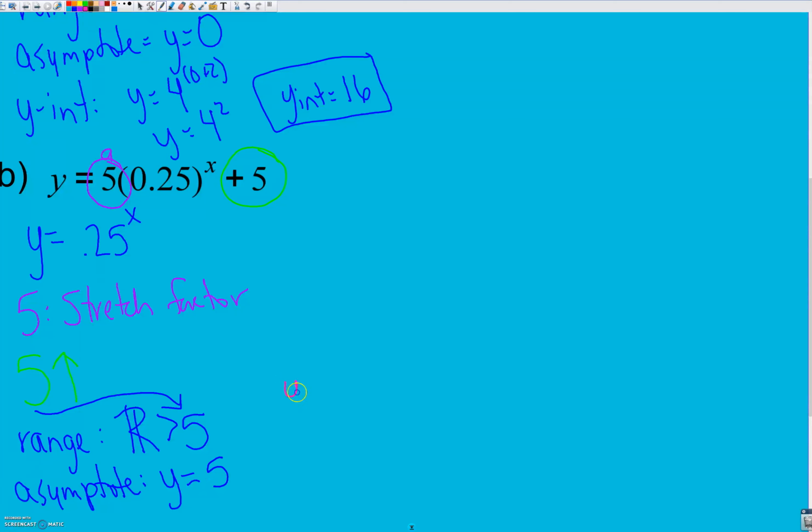Last thing we need to do is find our intercept. So to find our y-intercept, we make x 0. 5 times 0.25 to the 0 power plus 5. Remember, anything to the 0 power is 1, so 5 times 1 plus 5. Our y-intercept is going to be at 5 plus 5, or 10. Okay, that's where I'm going to stop for this one. We are going to run out of time on the recorder, so I'll start up again with the next problem.